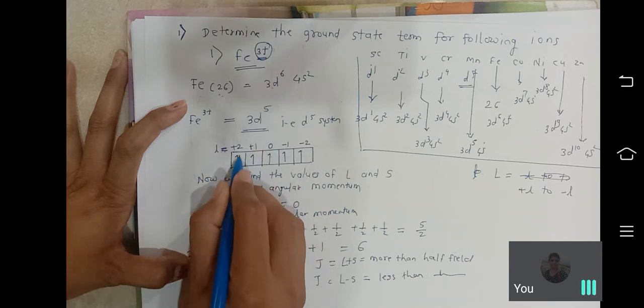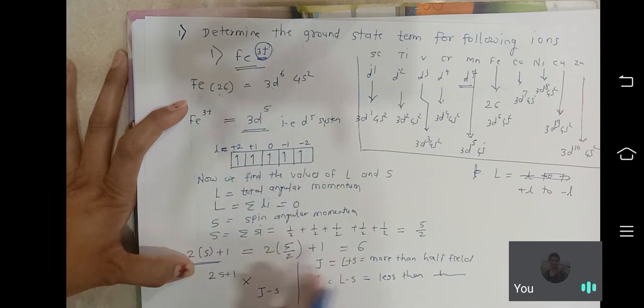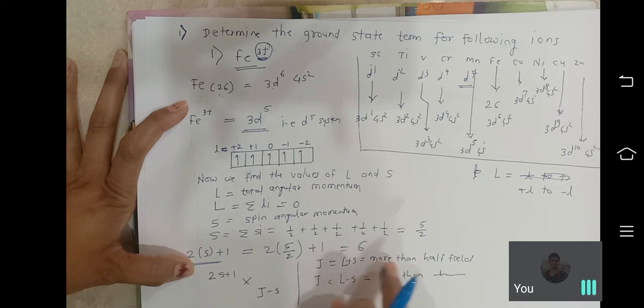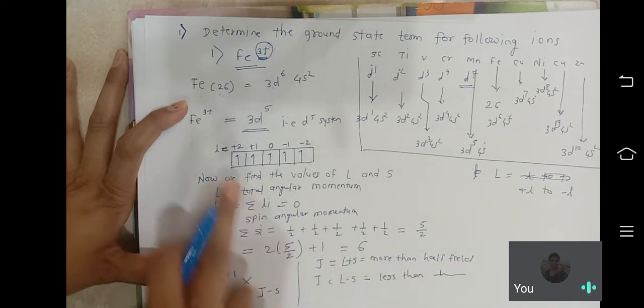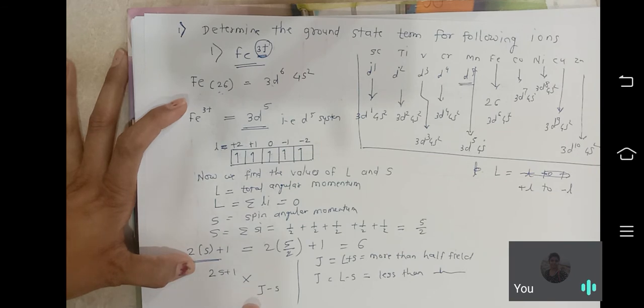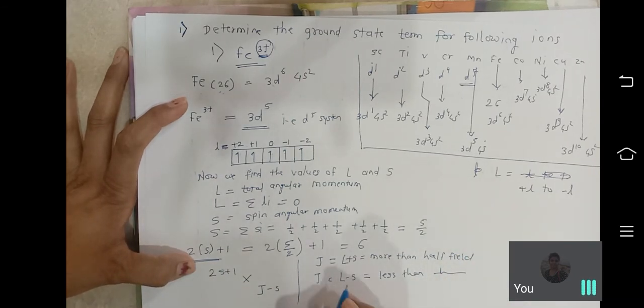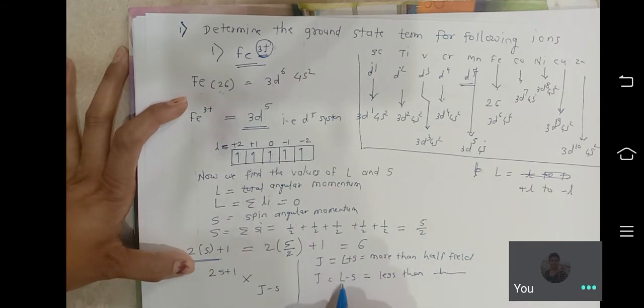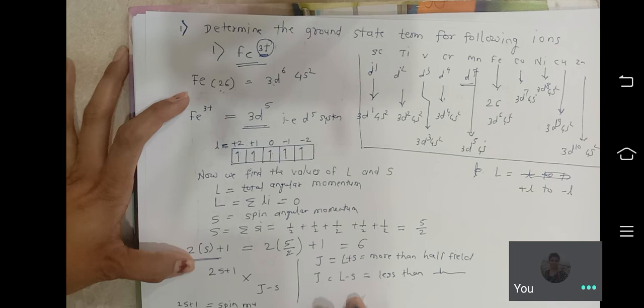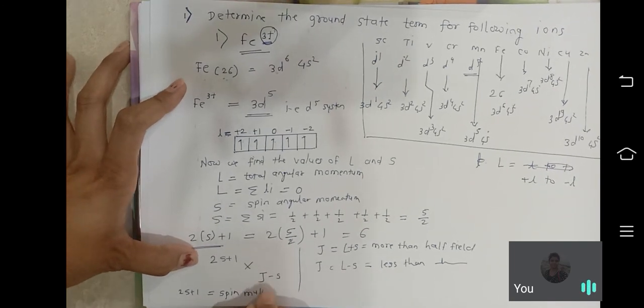When a paired electron is present, at that time you take L plus S, that means more than half filled. Here all the electrons are singly filled, so you have to take L minus S. Then what does 2S plus 1 mean? 2S plus 1 is called spin multiplicity.